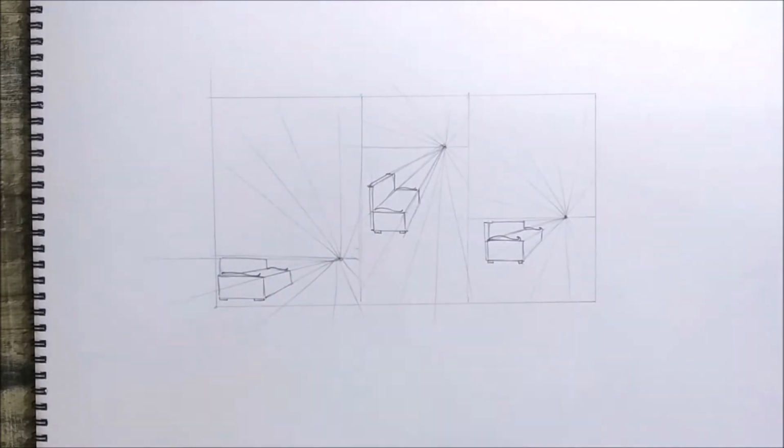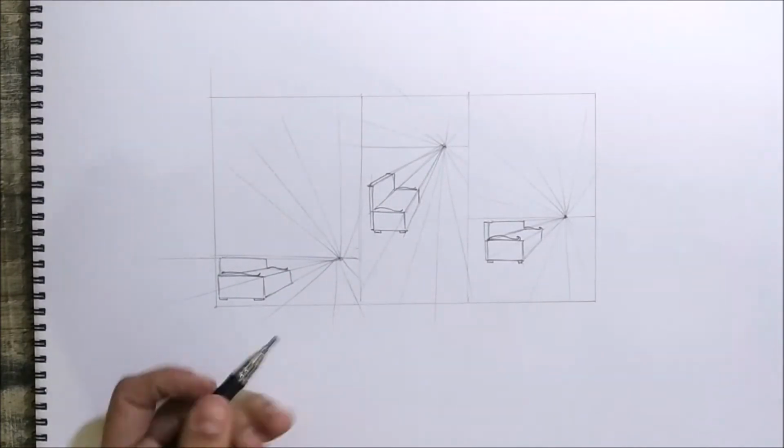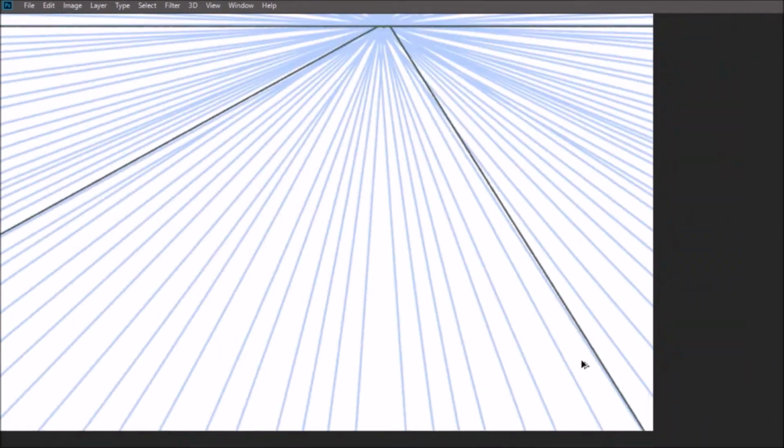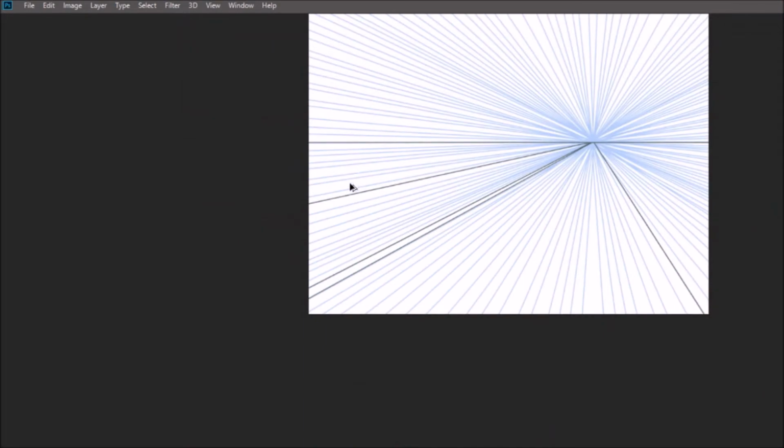So yeah, I hope that these ideas or concepts help you to know what perspective is. And yeah, if you don't understand anything, if you have any doubts, you can comment down.